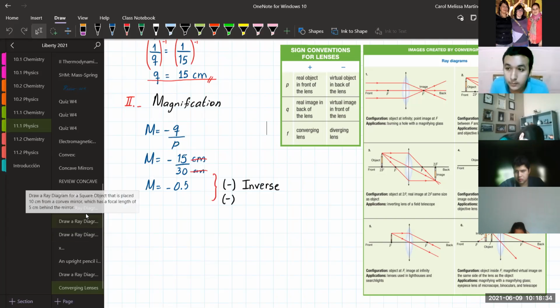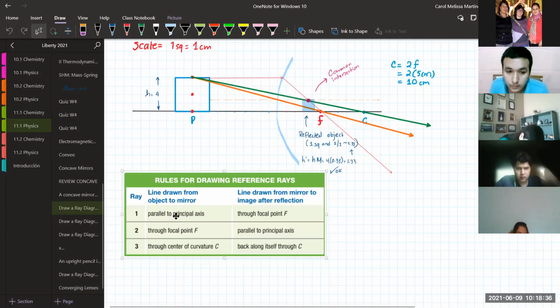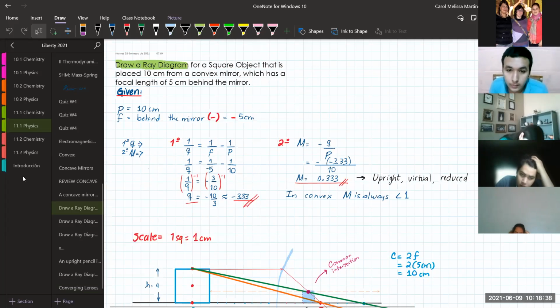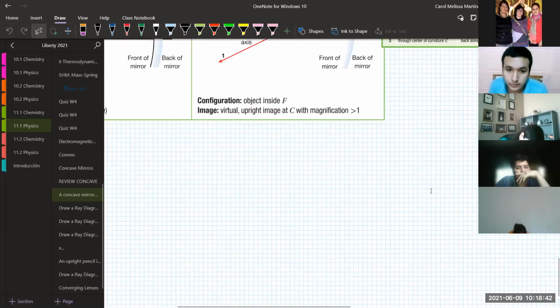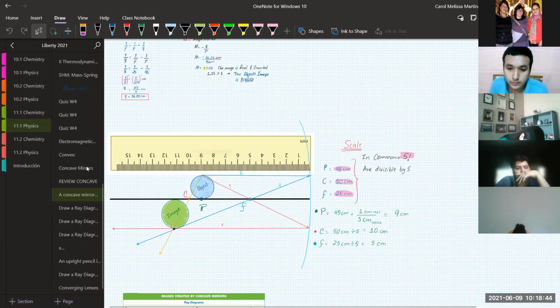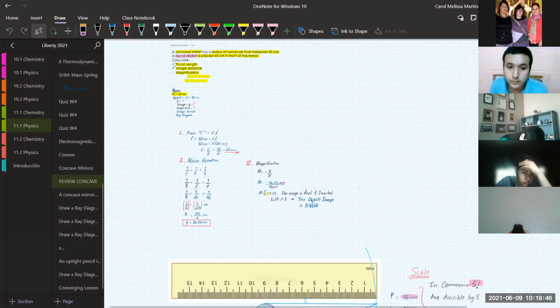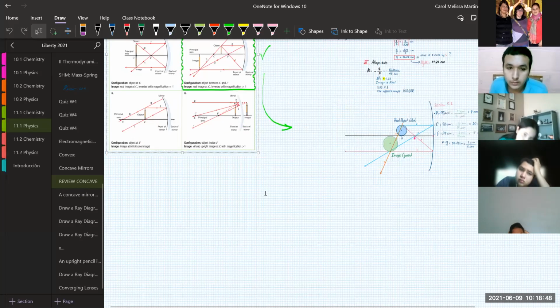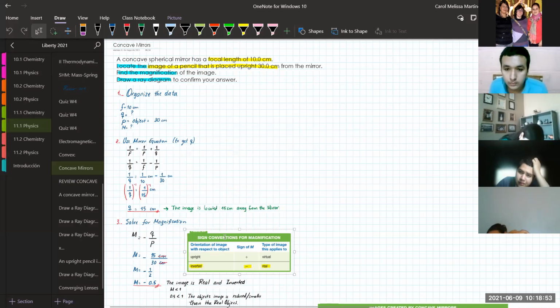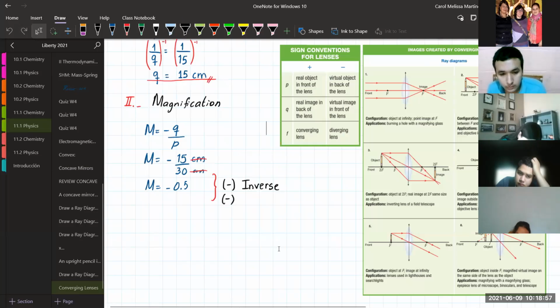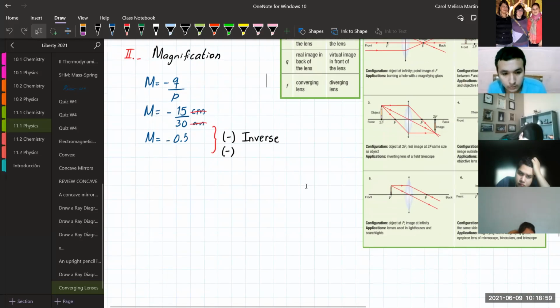I gave you this table. Let me bring it to you. No, not this one. Maybe this one, the table. Let's see. No. Hey, we have done a lot of things about mirrors now that I see it. Okay, here is the sign conventions for magnification. Remember that magnification is quite different.